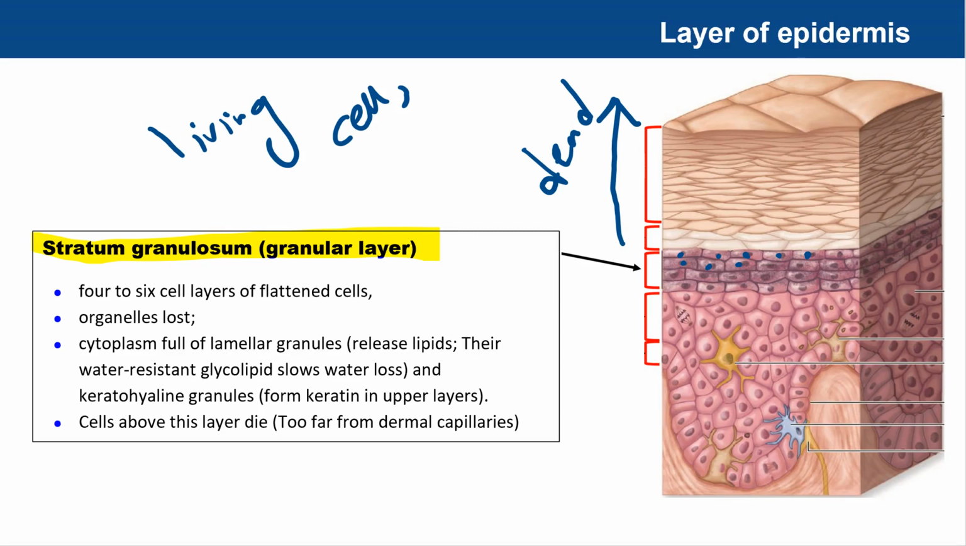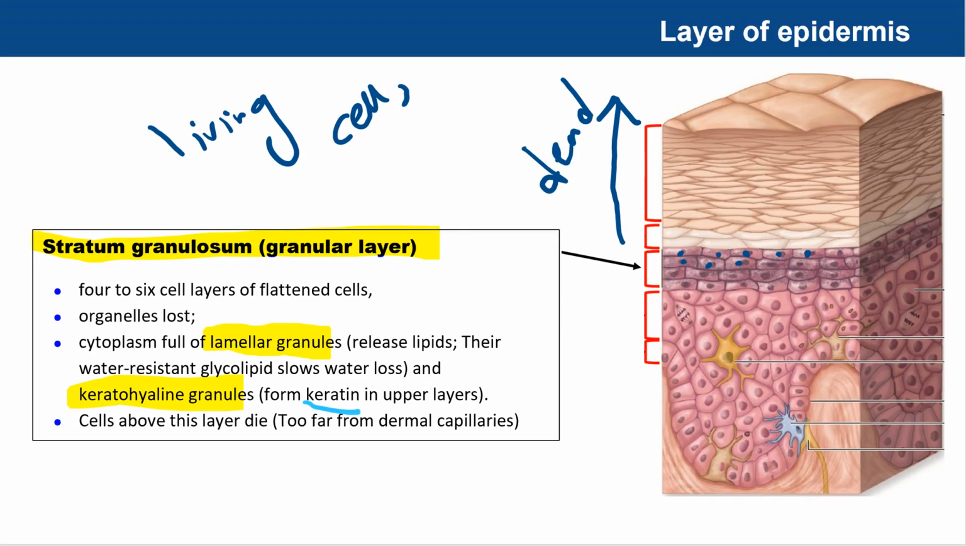There are two types of granules found in these cells: lamellar granules and keratohyalin granules. The lamellar granules contain lipids that are spread out over the cell surface and waterproof it, or they are involved in slowing water loss across the epidermis. Keratohyalin granules contain proteins involved in the formation of keratin.